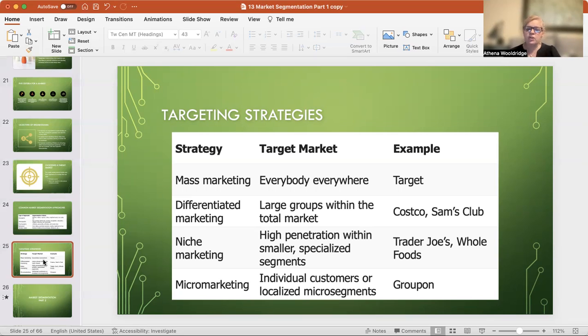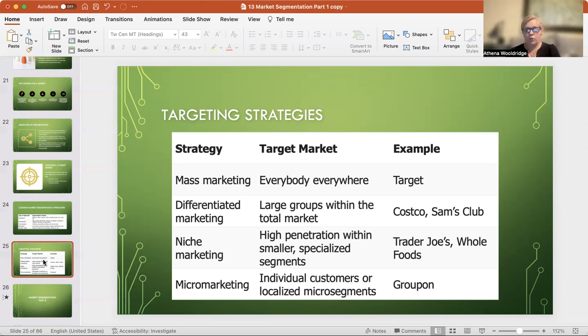Niche marketing, high penetration within a smaller specialized market. For example, Trader Joe's and Whole Foods have a very specific type of customer. They typically hit certain age criteria, they hit income levels, and all of these sorts of things when they start figuring out how they're going to segment and advertise. And then micro marketing, individual customers or localized micro segments. An older example would be Groupon, because they're serving up very specific things to very specific micro types of audiences. They know you are probably interested in a pottery class, and then they're going to serve up something very specific to that.